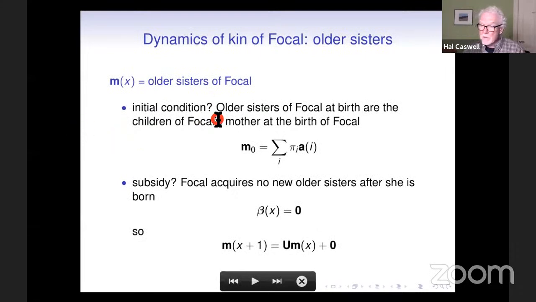Older sisters of Focal. When Focal is born, she can have older sisters. Those older sisters are the children of Focal's mother at the point where Focal is born. We don't know the age of Focal's mother when Focal is born, but we know the distribution of that age. And so we can take that distribution and use it to weight the distribution of children. That gives us the initial number of older sisters of Focal when she's born. Subsidy, Focal can't get any new older sisters after she's born. So no blended families in which new older sisters might arrive. Biologically speaking, Focal can't get any new older sisters after she's born.